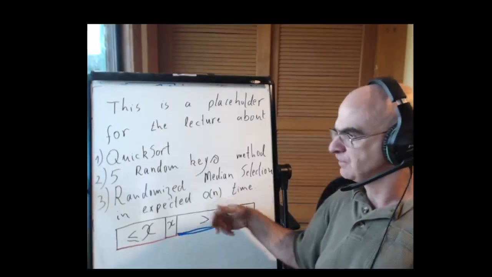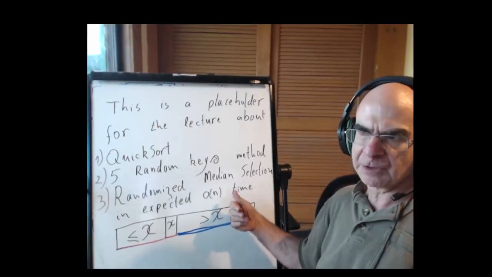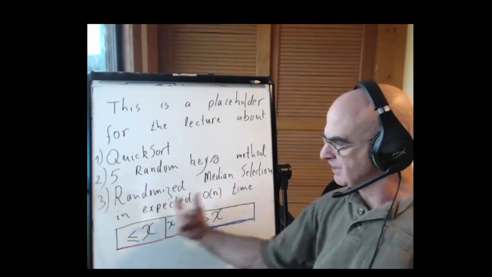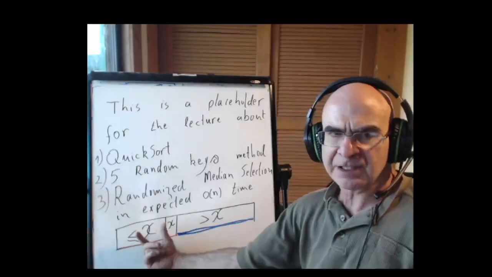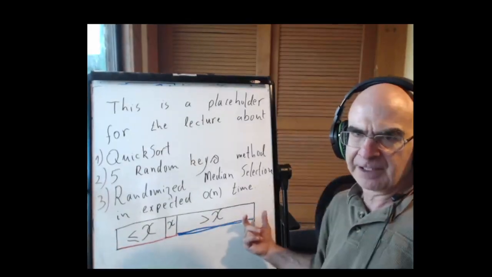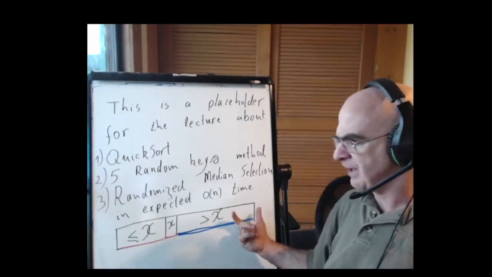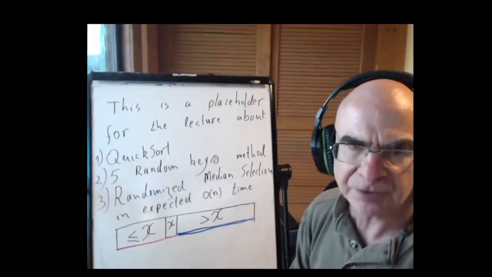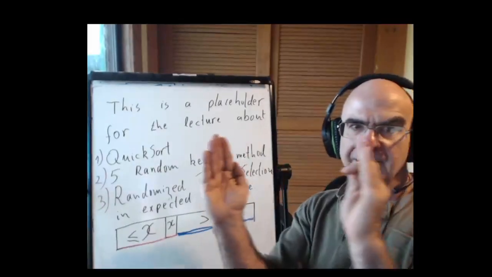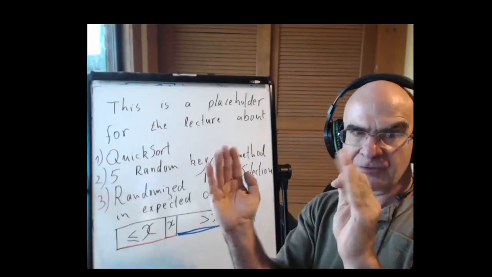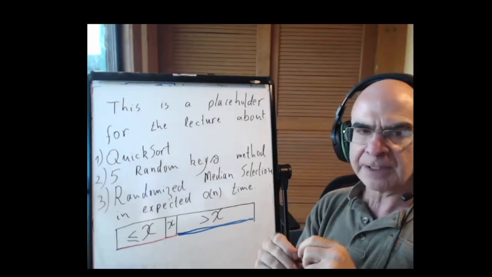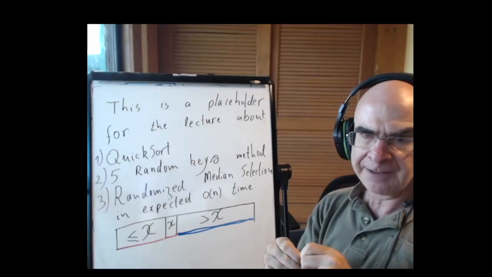A good enough pivot will just have to be not in the smallest 10% of the elements and not in the largest 10% of the keys. As long as this pivot is in the middle 80%, not very small, not very large, then the running time will still be n log n.